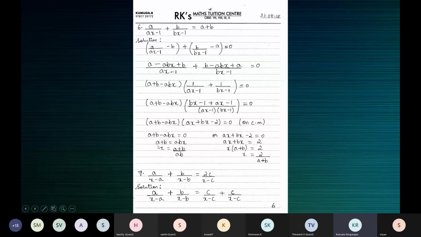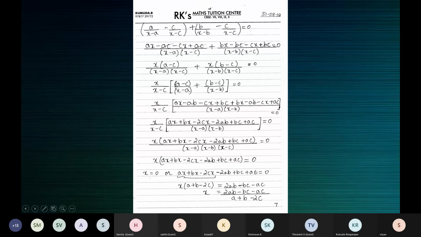So here we split this 2c by (x minus c) as c by (x minus c) plus c by (x minus c). And we take one with this and one with this one. Hope you've taken a picture.